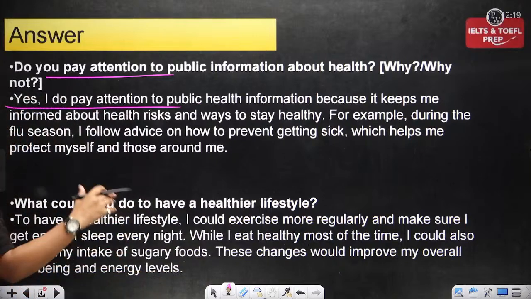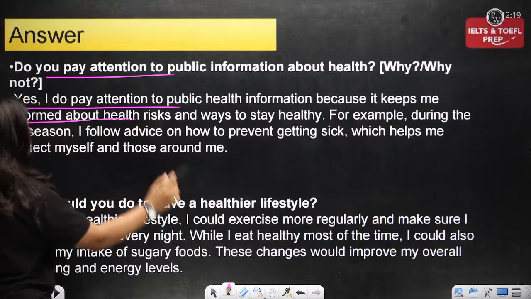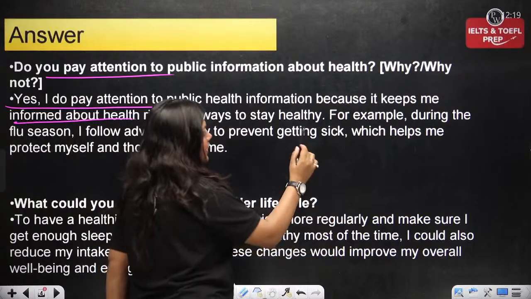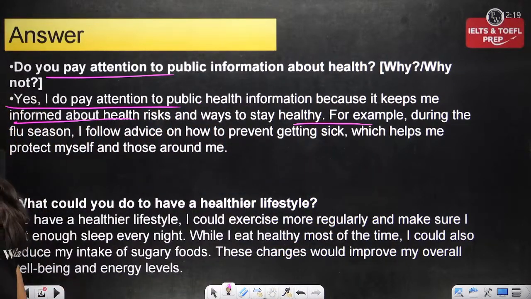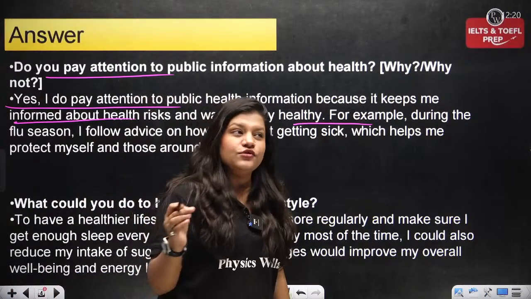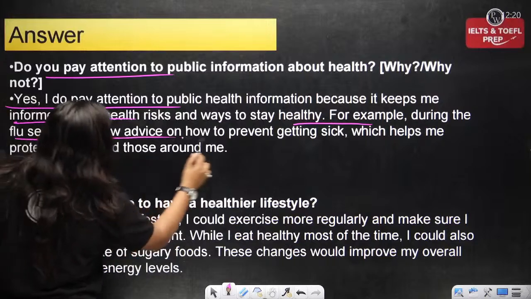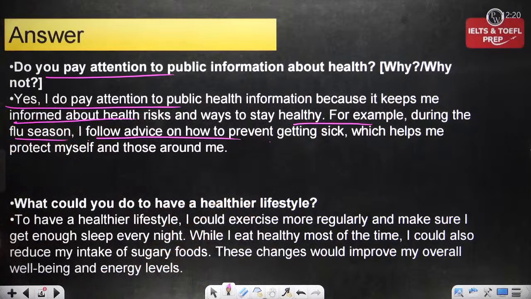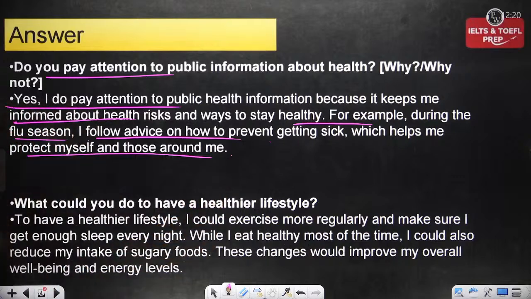ठीक है, चलो. Pay attention to public health information because it keeps me informed about health risks and ways to stay healthy. For example, again, an example will work as an icing on the cake or cherry on top if you're going to add on to that. ठीक है, चलो. Flu season, I follow advice on how to prevent getting sick, which helps me protect myself and those around me because it's a viral disease.